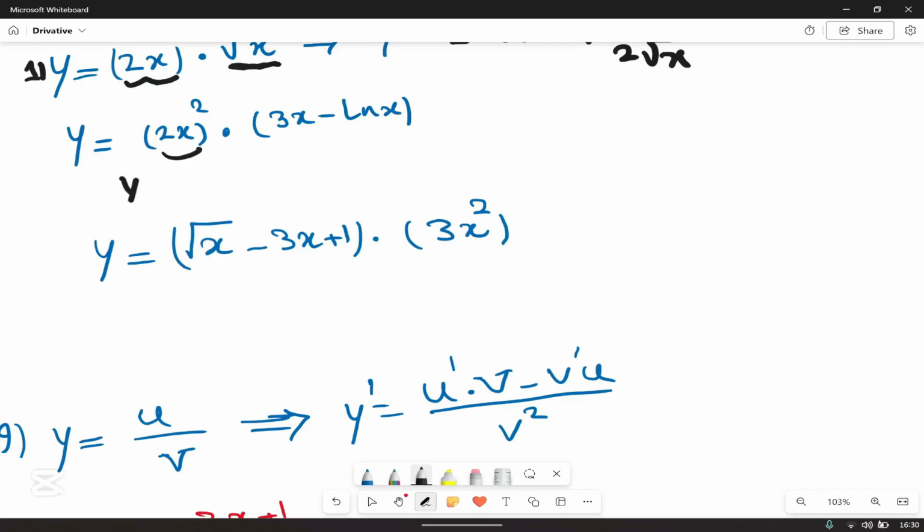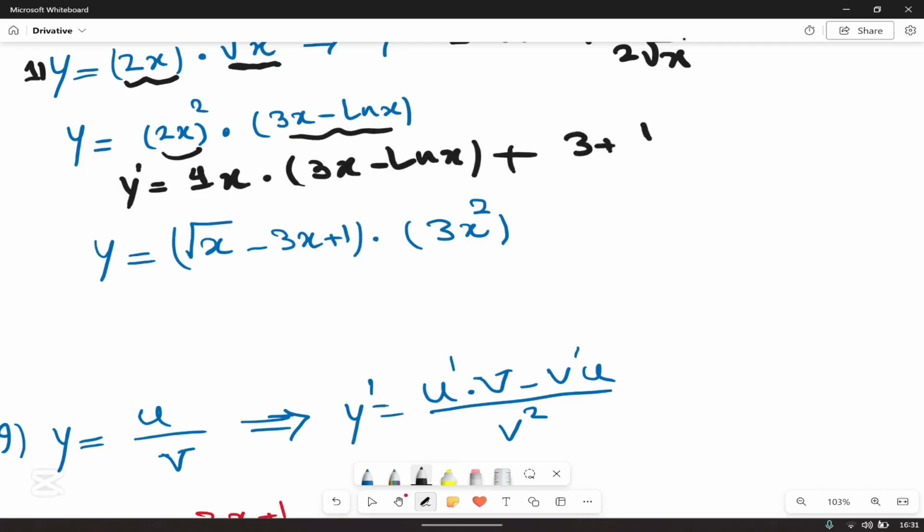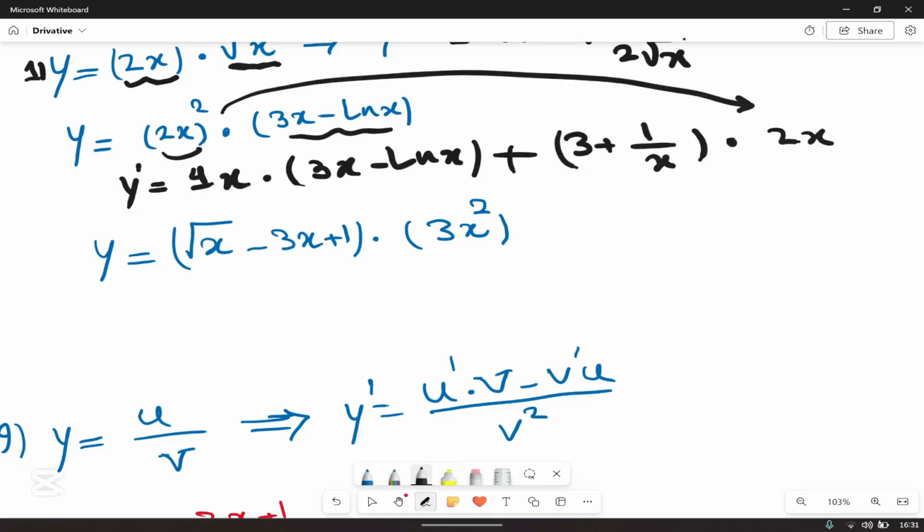Okay, that is y prime. This one is 4x times the second one, minus ln x plus the second one's derivative, which is 3 plus ln, which is 1 divided by x, times the first one 2x over 2. Is that true, guys? No, I had a mistake. Can you tell me in the comments what is my mistake in here? You correct me. Okay, keep it going.